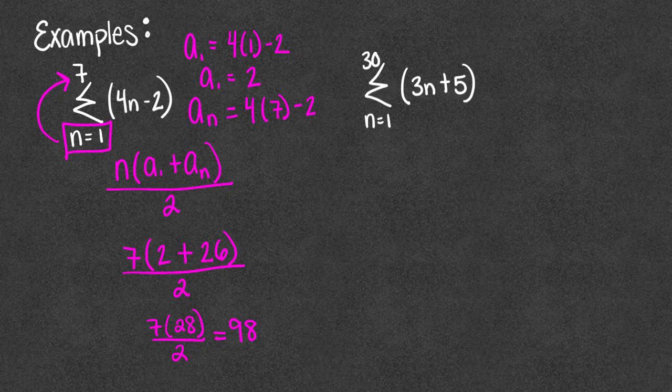Let's take a look at a more challenging summation because of the number of terms. In the first example, I could have written out all the terms within that sequence from 1 to 7. But in this next example, to write all the terms out from 1 to 30, that's a large quantity, and so that's where this formula would be even more helpful because it would give me the sum a lot faster.